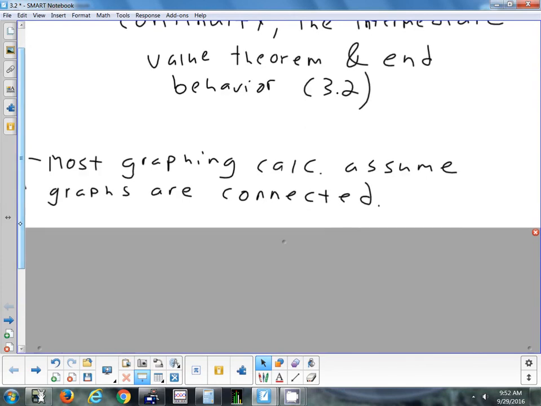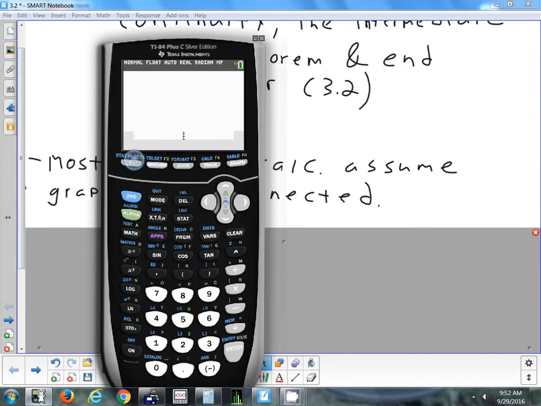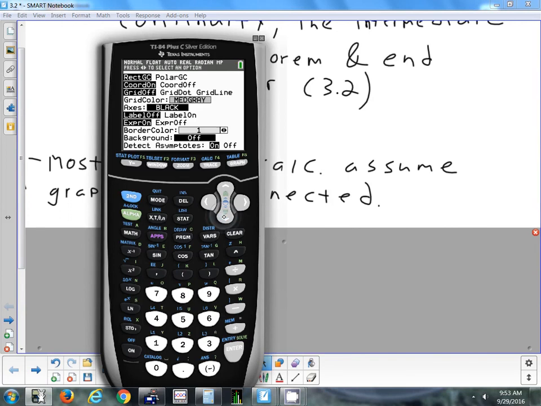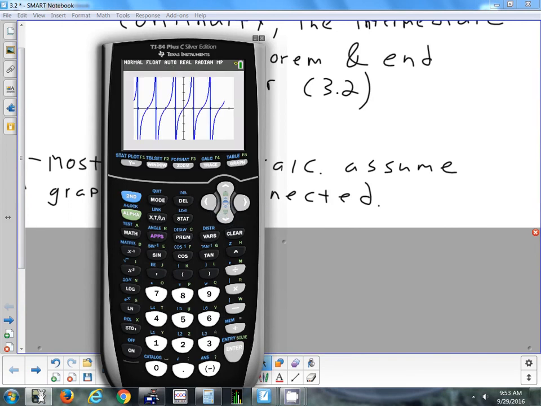Most graphing calculators assume that graphs should be connected. Here's a graph that should not be connected, and it handles it just fine. It draws it exactly the way it should be drawn. Older calculators would draw it like this. It's the same graph, but what the calculator is trying to do is connect everything together, because that's the kind of graphs the calculator likes.